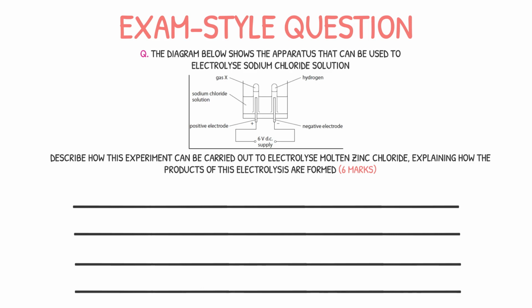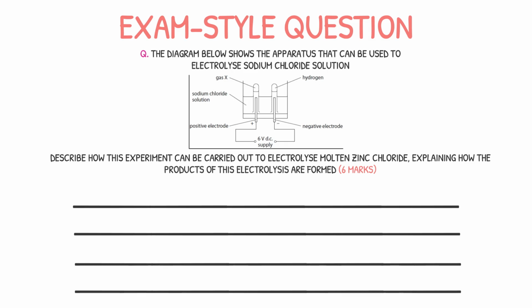The diagram below shows the apparatus that can be used to electrolyze sodium chloride solution. Describe how this experiment can be carried out to electrolyze molten zinc chloride, explaining how the products of this electrolysis are formed. This question is asking for us to describe the electrolysis of molten zinc chloride, not zinc chloride solution.